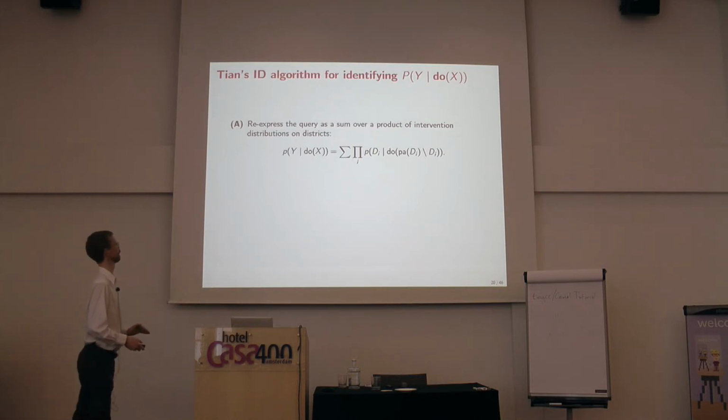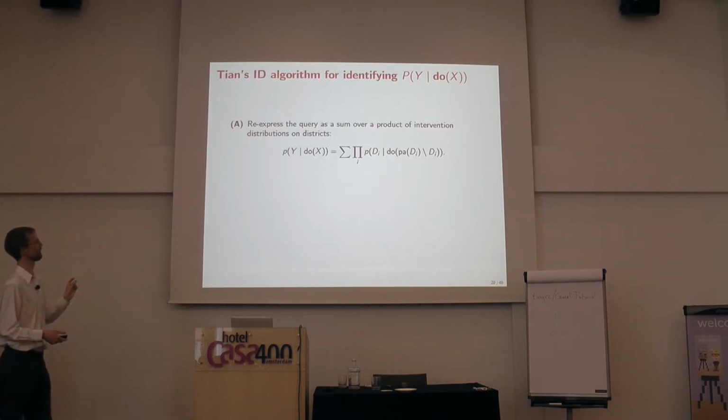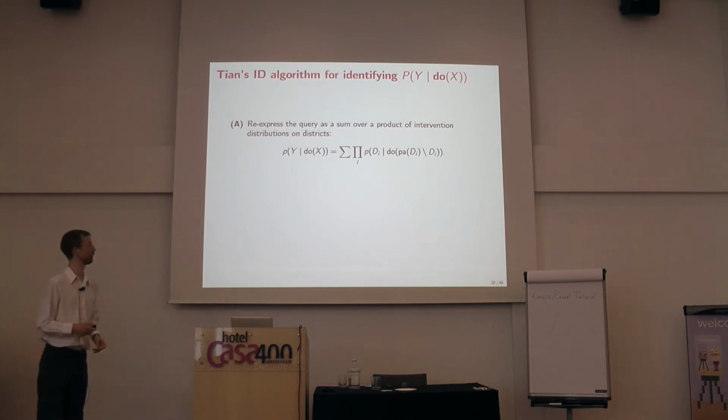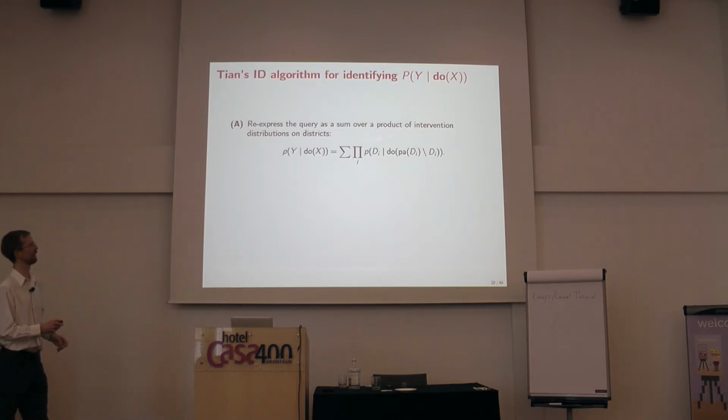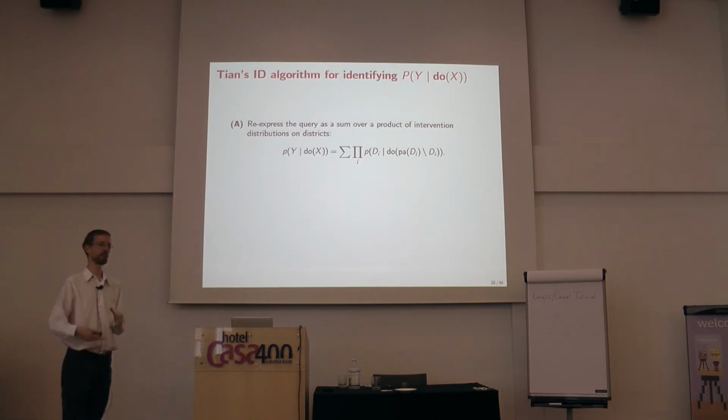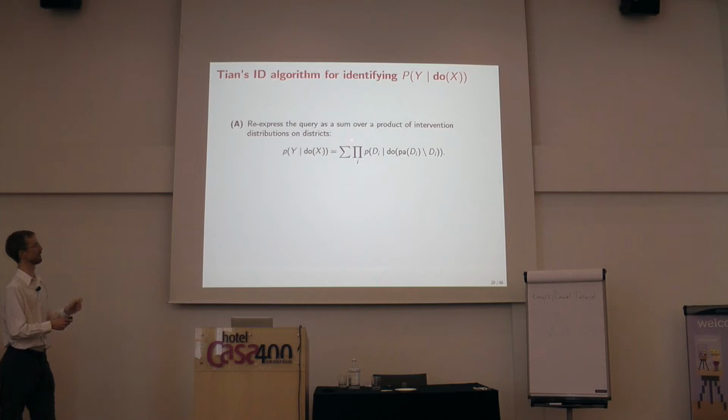So the first step will be to show that we can re-express the query in the form sum over a product of terms where each term is going to be a district, given that we intervene on the parents of the district that are not in the district. Okay? So this formula is like a generalization of the formula that we saw in the case of a DAG without any hidden variables, in which case each one of these was just a singleton, it was just V given the parents of V.